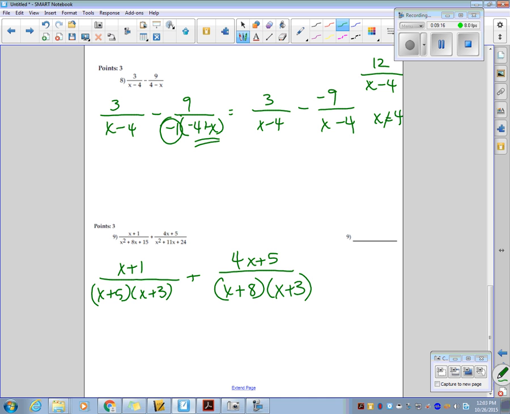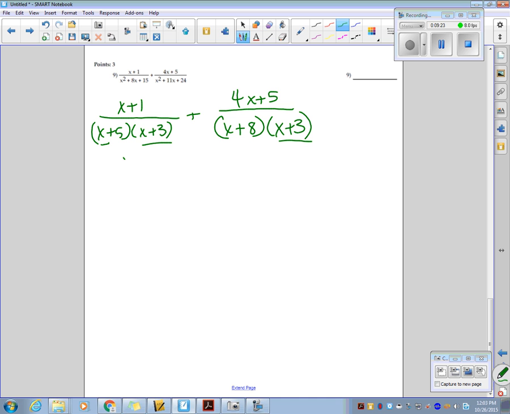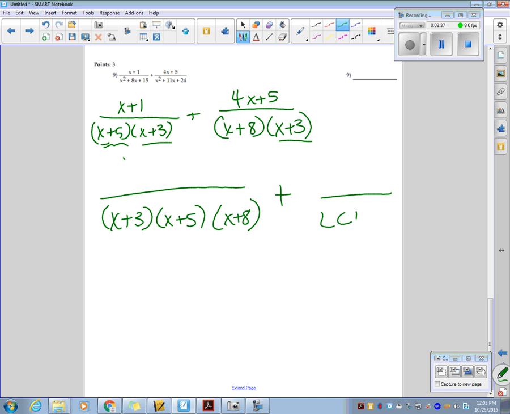And so you see that we have a common factor of x plus 3. And so we want to make sure that we include the common factor just once, and then we take the other factors, the x plus 5 and the x plus 8. So this is our least common denominator, and as I add these, remember the shortcut. I'm not going to rewrite that. So this first fraction here is missing the x plus 8. So I'm going to multiply that times x plus 8 over x plus 8.